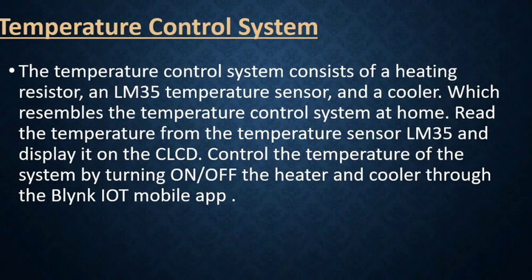Then we go for the temperature control system as a part of the IoT based home automation solution. In this, the temperature control system consists of a heating resistor. We are using the temperature sensor LM35 and a cooler, which resembles the temperature control system at home. Read the temperature from the LM35 sensor and display it on the CLCD, that means character liquid crystal display. Control the temperature of the system by turning the heater and cooler on and off through the Blynk IoT mobile application.